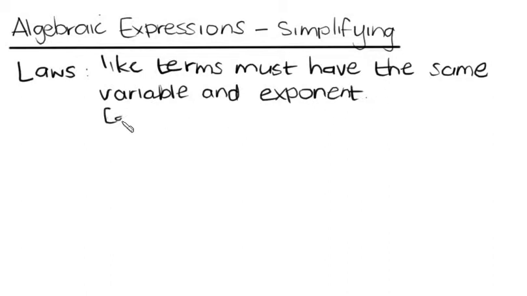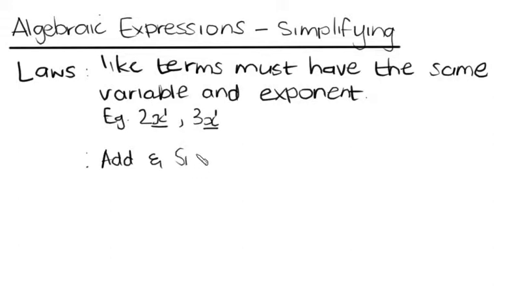Let's look at an example. So if you have 2x and 3x, that is known as like terms because you have an x and an x, therefore the same variable. Each of them has exponent of invisible 1, therefore they have the same exponent, therefore making these two terms like terms.